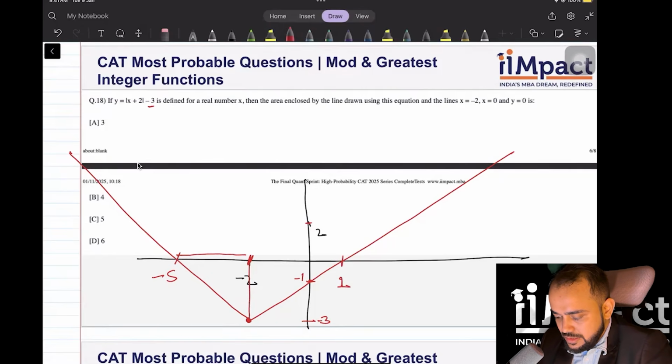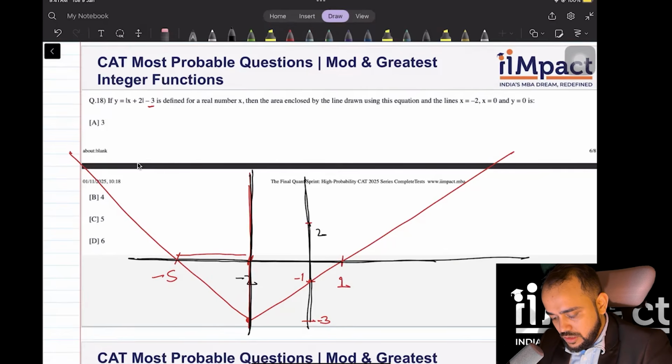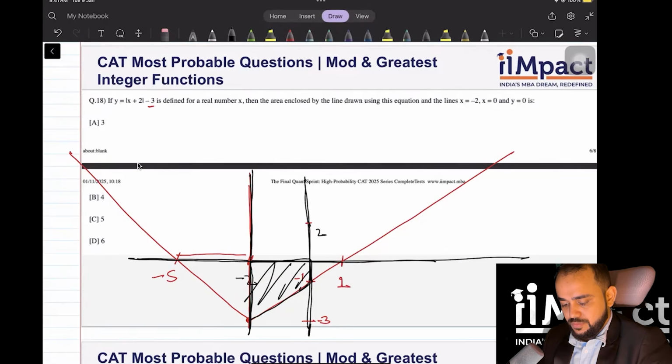Let's discuss the other lines. X is equal to minus 2. So wonderful. This is the one border line that we are talking about. X is equal to 0. So that is this line, and y is equal to 0. So this is the shape that I am getting, which is a trapezium.